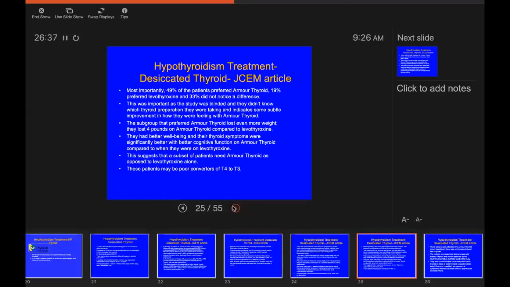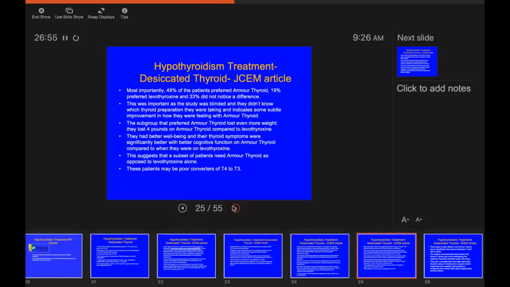So most importantly, the patients were asked, and they were blinded, they didn't know which one they got. They were asked which ones they liked better. 49% of them preferred the Armour thyroid, 19% preferred the levothyroxine, 33% didn't notice the difference. So there must be something in that they liked better than the standard one, the levothyroxine one.